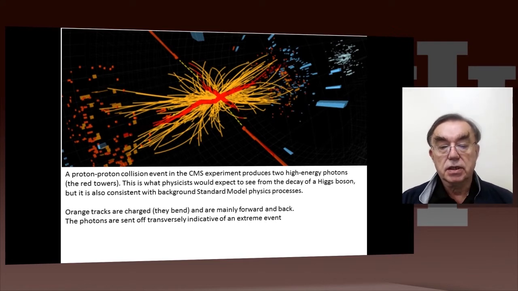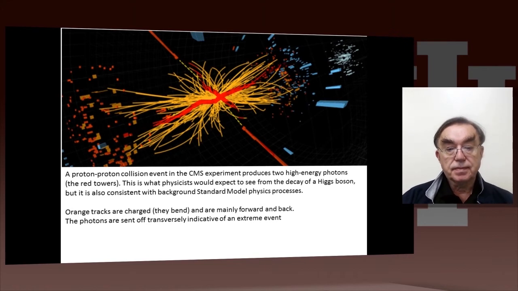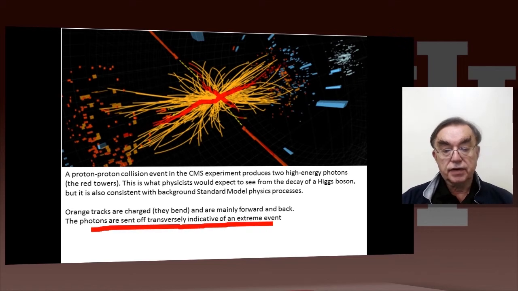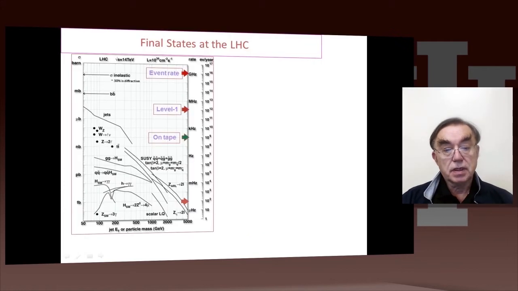You see they're actually not straight. That's because they're bending in the magnetic field. And this comes from another experiment, the CMS experiment. Remember, there are 2 big experiments, CMS and ATLAS. And this is a typical event corresponding to a Higgs particle. And as it says here, the signature of an extreme event or an interesting event is lots of things happening transverse to the direction of the protons.